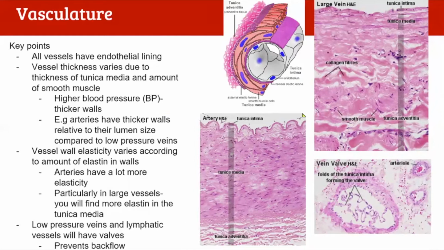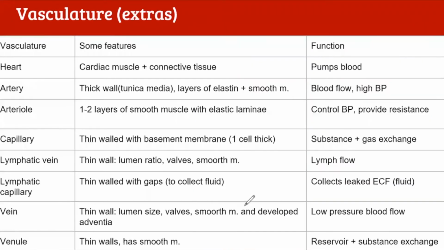On the next slide, though, has a little bit of extras. It goes into a little bit of the details about the vasculature, some of their features and their functions. So, a heart pumps blood, cardiac muscle, connective tissue. You've got an artery, thick walls. You've got layers of elastin and smooth muscle. Why? Because there's a lot of blood flow. There's high blood pressure for arteries.